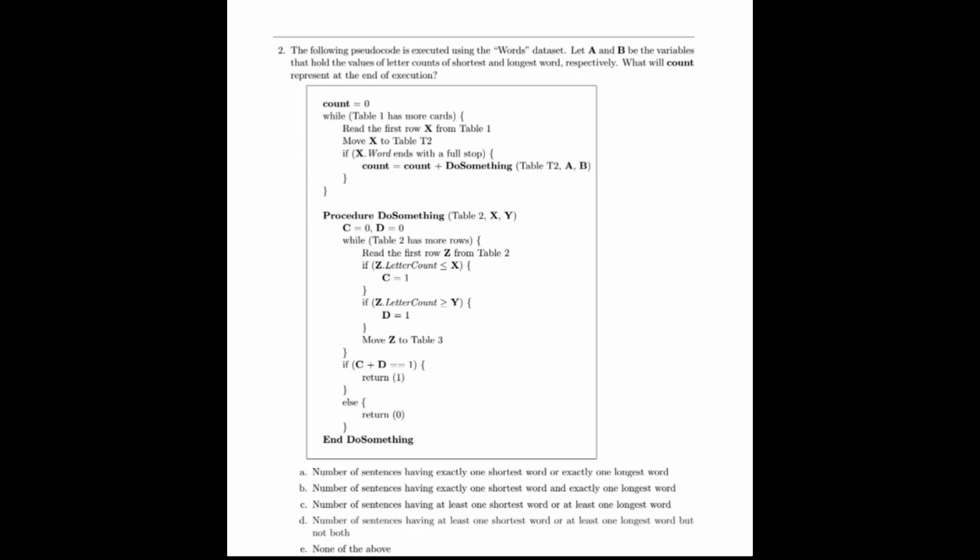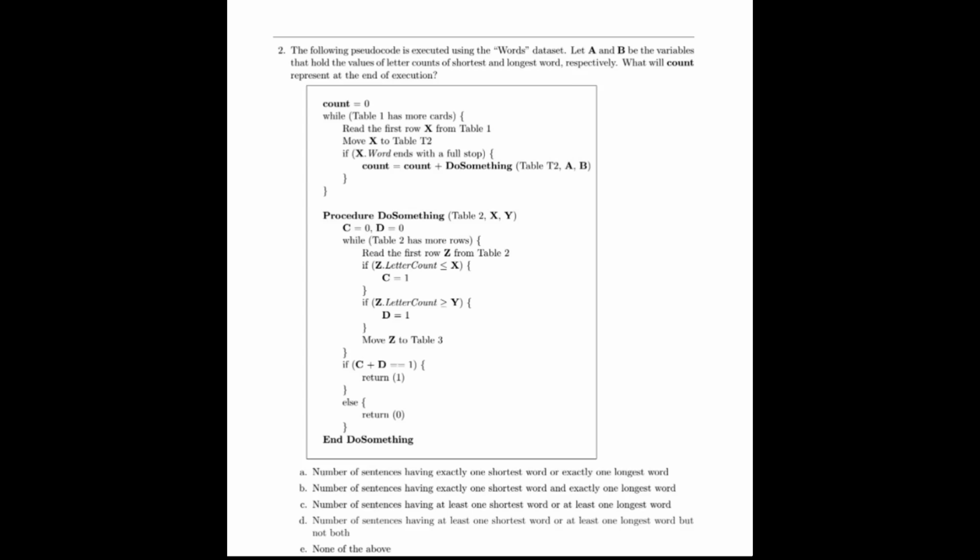And the next if statement is if Z dot letter count is greater than or equal to Y, then D equals 1. Here Y is getting the value from variable B, which holds the value of letter count of the longest word, which means that if the letter count of that word is greater than or equal to the longest word, then D equals 1. Now move Z to table 3. If C plus D equals 1, return 1, else return 0.